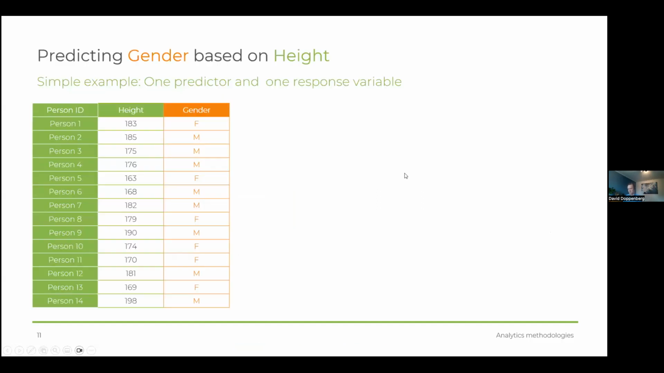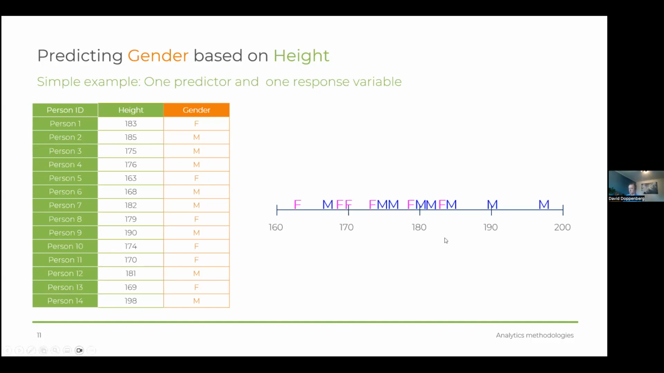So we will use a very easy example to derive logistic regression naturally. In this data set, we have 14 observations, so 14 persons, and we only measure the height of the person. Based on the height, so we have one predictor and one response variable, we want to predict the gender. The easiest thing to do right now is to plot all these observations on a line, because we just have one dimension. So this is a one-dimensional representation of our data.